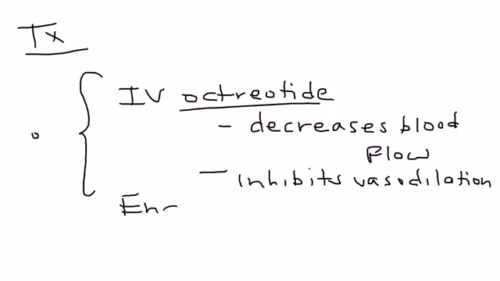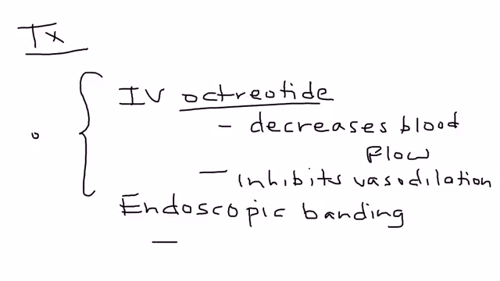The next thing that's done is something known as endoscopic banding. And what this means is that essentially while you're doing the EGD, at the same time, what you do is you put a rubber band around the enlarged veins.